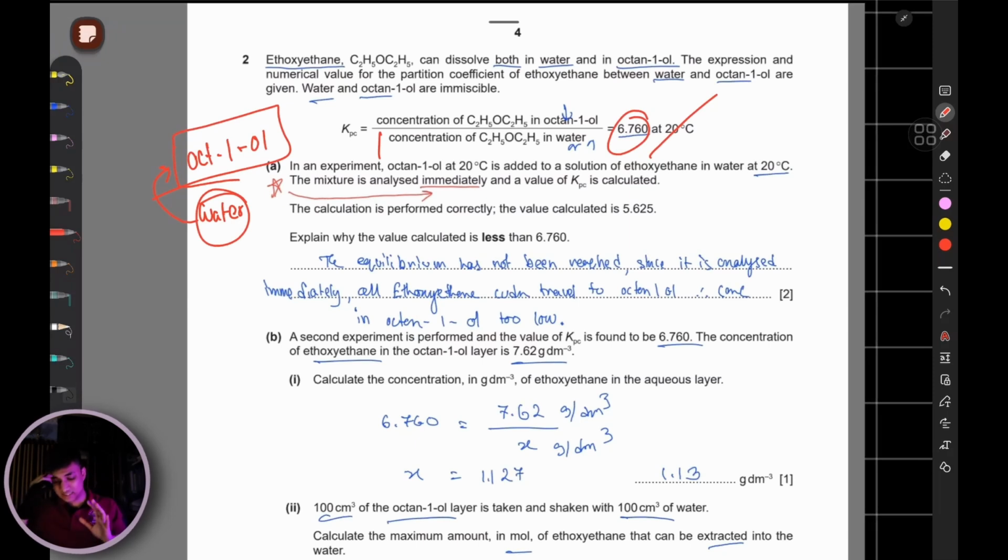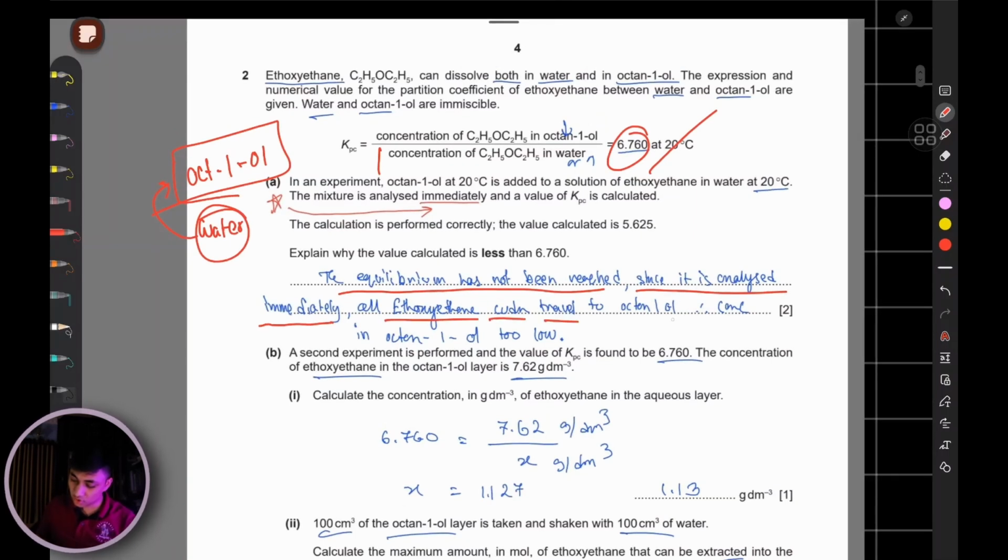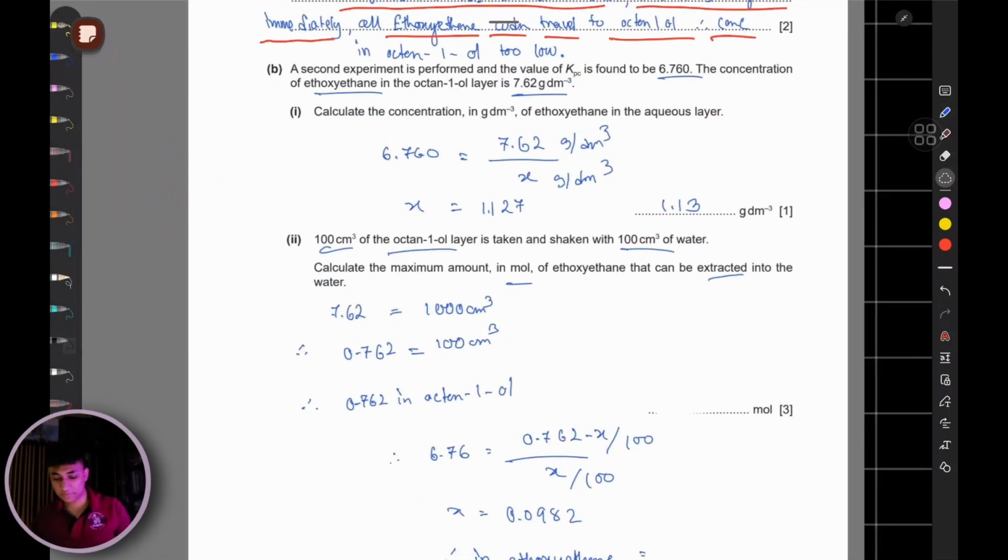So I'm going to answer it as the equilibrium has not been reached since it is analyzed immediately, right? Immediately they're taking the reading, right? They're analyzing the solution. Great. Now all ethoxyethane could not travel to octanol. So the concentration in octanol is less. Now, since the concentration of ethoxyethane in octanol is less, that is also why your Kpc value is less.